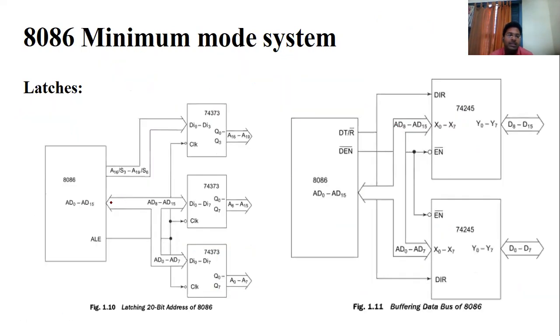So this is the latches diagram. This is the address; it requires 3 latches, each of 8 bits. Then this is the data bus. For this purpose, it requires only 2 latches, each of 8 bits.